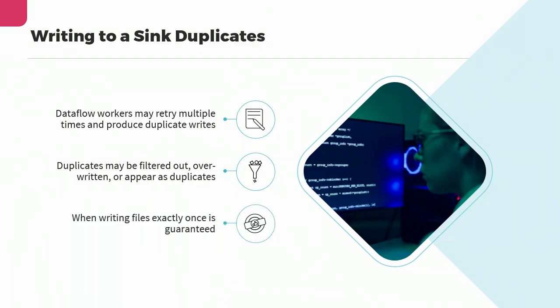And so if you are writing files, exactly-once is guaranteed, as any retries by Dataflow workers in the event of failure will overwrite the file. So that's the key catch here. Think of my sink as just a bucket, and I'm getting Dataflow to generate some files.